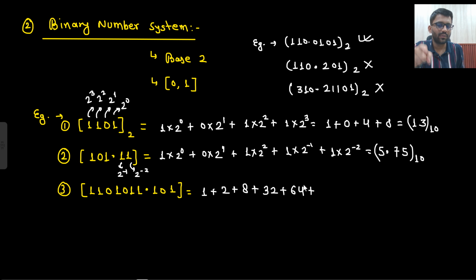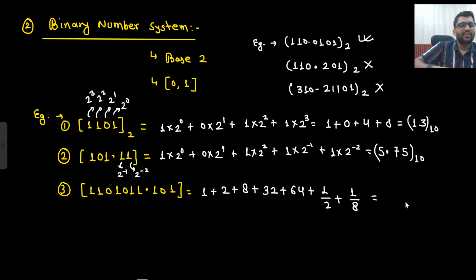Now what will I do? 1 into 2 to the power minus 1, that would be 1 by 2, plus 0 into 2 to the power minus 2, that would be 1 by 4, plus 1 into 2 to the power minus 3, that would be 1 by 8. Got it? Right? So let's solve it.